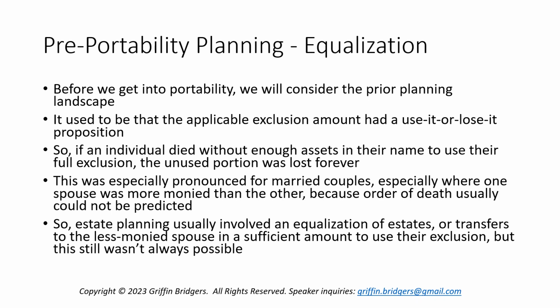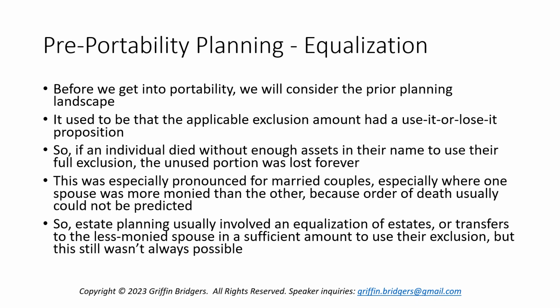And that's largely still the case for an unmarried individual, but for married couples, this created an issue, especially under more traditional types of setups where one spouse was more moneyed than the other, because order of death usually could not be predicted. So an element of estate planning involved not just the documents, but also asset titling, so that to the greatest extent you could, you would try to equalize the value of each spouse's estate, or ideally make transfers to the less moneyed spouse in at least a sufficient amount to fully use their applicable exclusion amount.